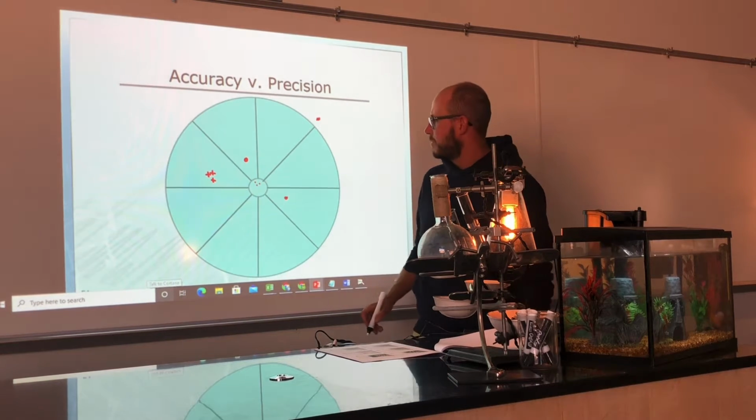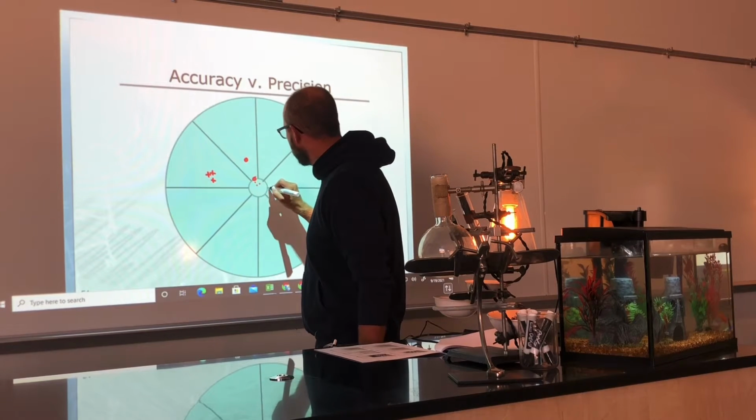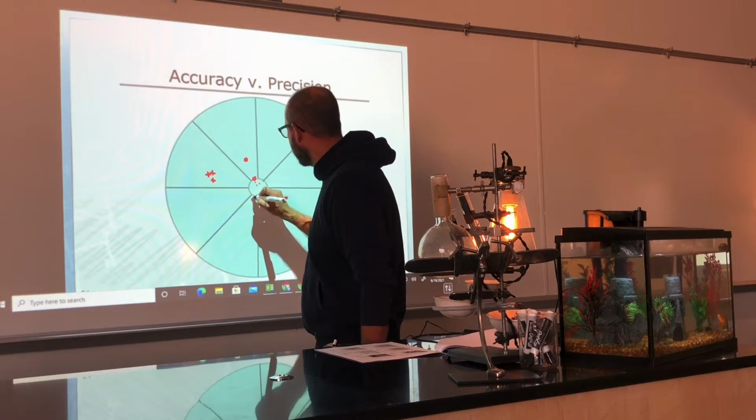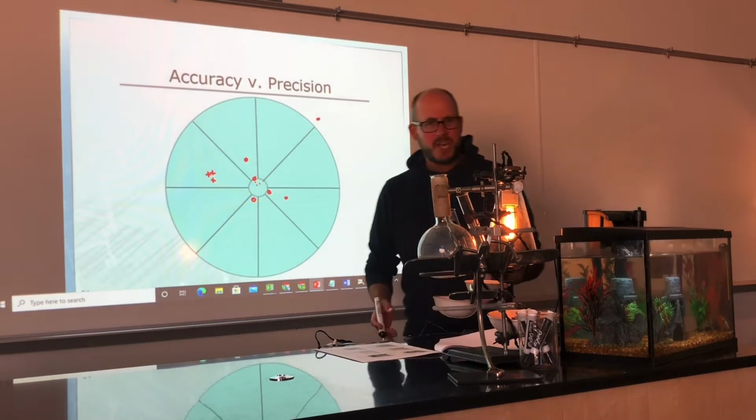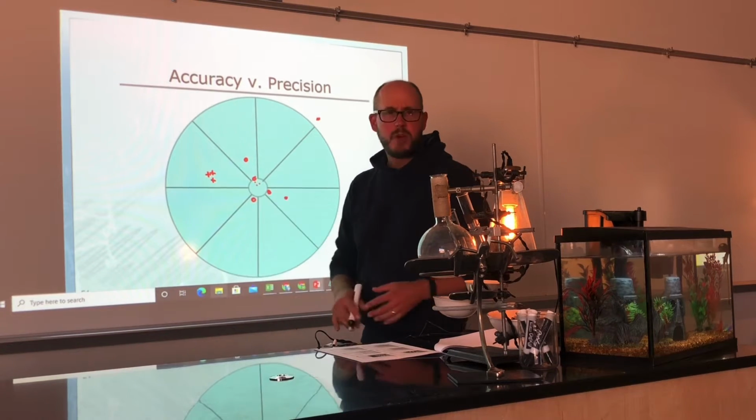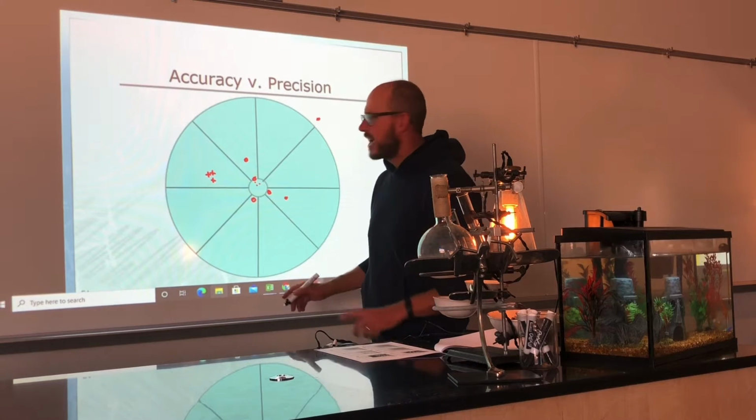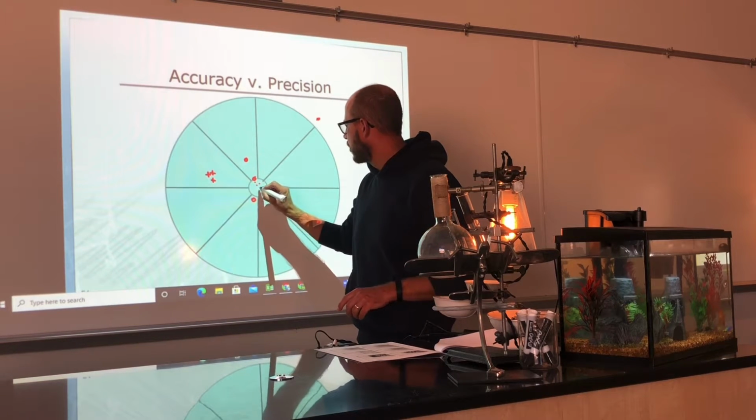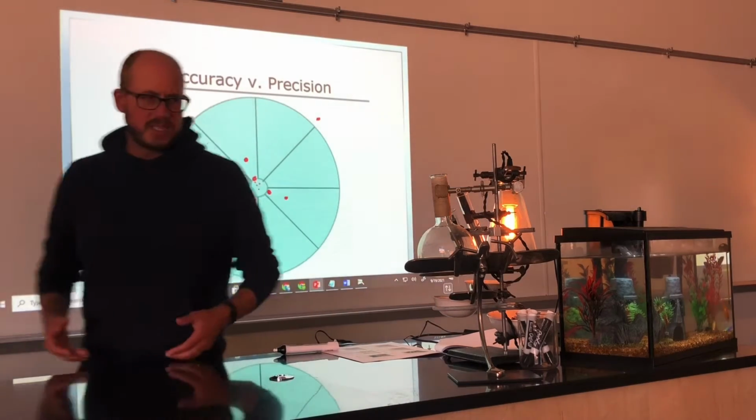Now, there's one last possibility. Maybe somebody throws 3 darts and they land here. At first glance, you might not think they have much accuracy or much precision. And the precision's not great because they're pretty far apart. So we'll say no to precision. But if you consider the accuracy, if you take an average of these 3, the average is right there, dead center of the bullseye, we would make the case that they're very accurate.